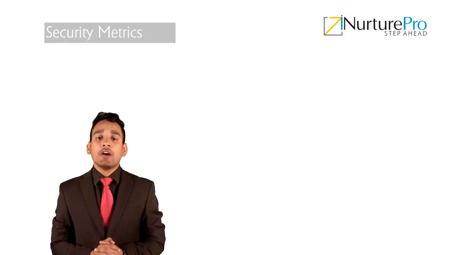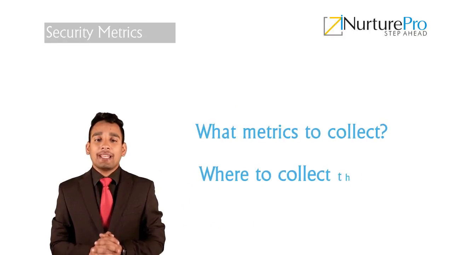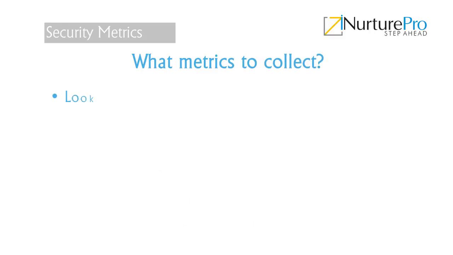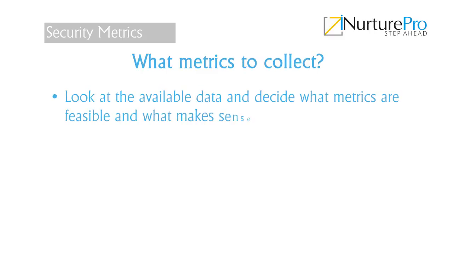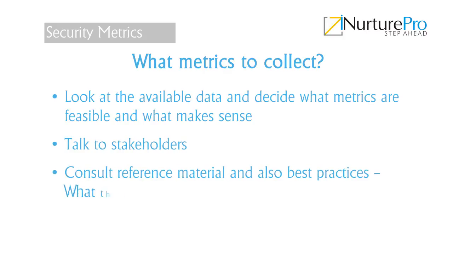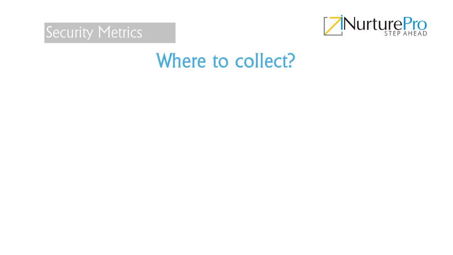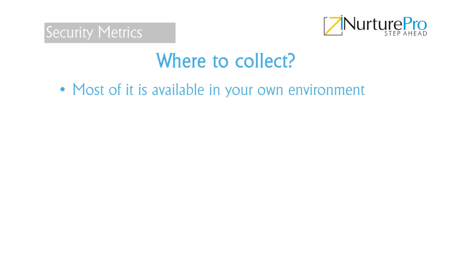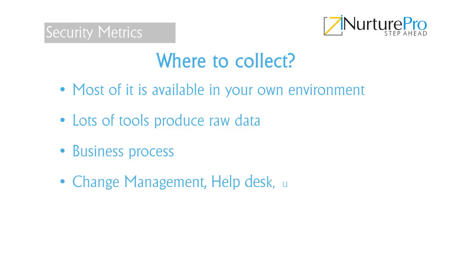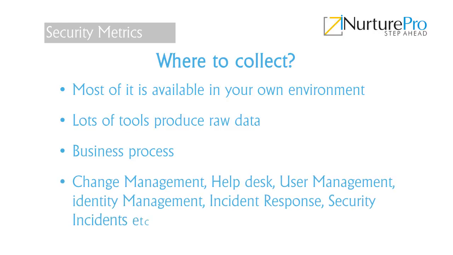Next, the question will be what metrics to collect and where to collect them. What to collect? Look at the available data and decide what metrics are feasible and what makes sense. Talk to stakeholders, consult reference materials, and also best practices of what the industry does. Finalize the metrics to collect. Where to collect? Most of it is available in your own environment. Lots of tools produce raw data: business process, change management, help desk, user management, identity management, incident response, security incidents, etc. Let us see these points in detail.